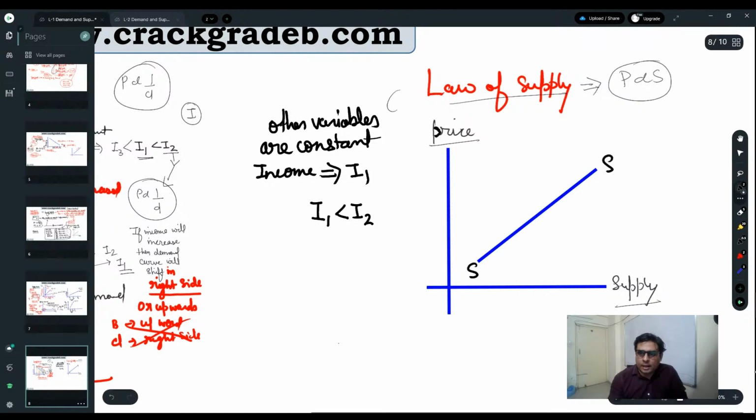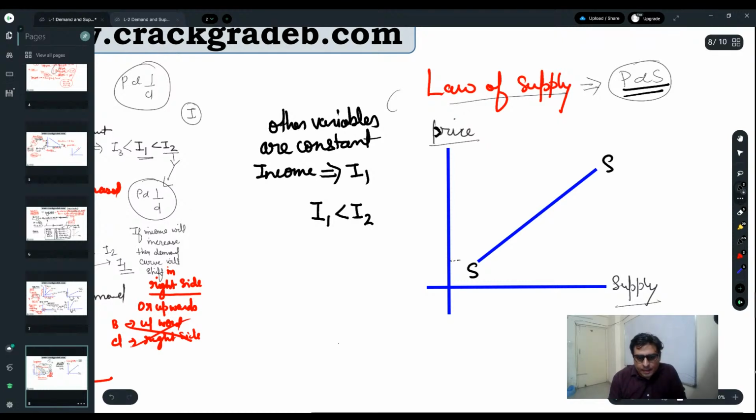Remember that apart from these two variables, price and supply, as per the law of demand, other variables are constant. Income is also constant. But what we are going to do here is change the income variable. All other variables, consumer behavior, government policy, are still constant; only the income variable is changing. So if you increase the income, people's capacity to purchase is going to increase.